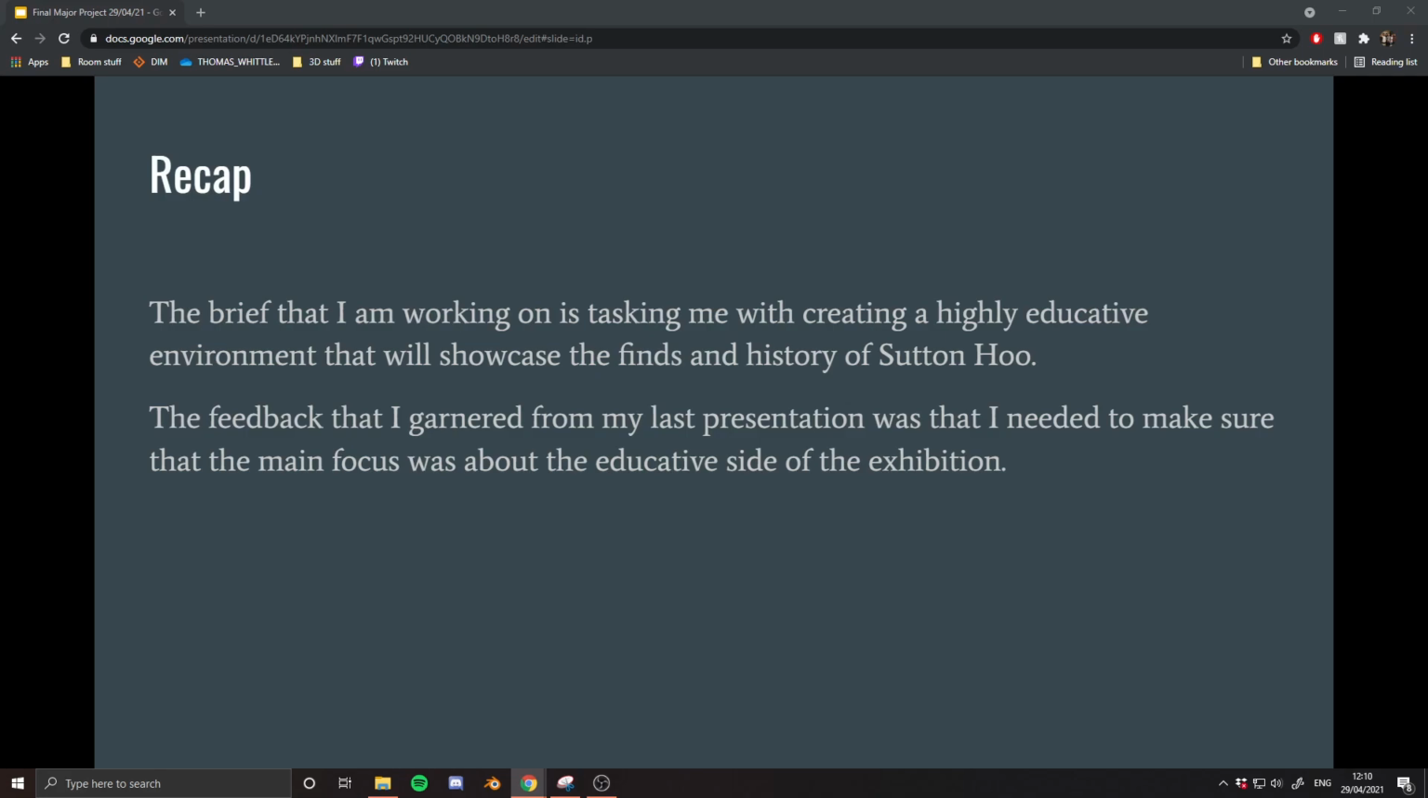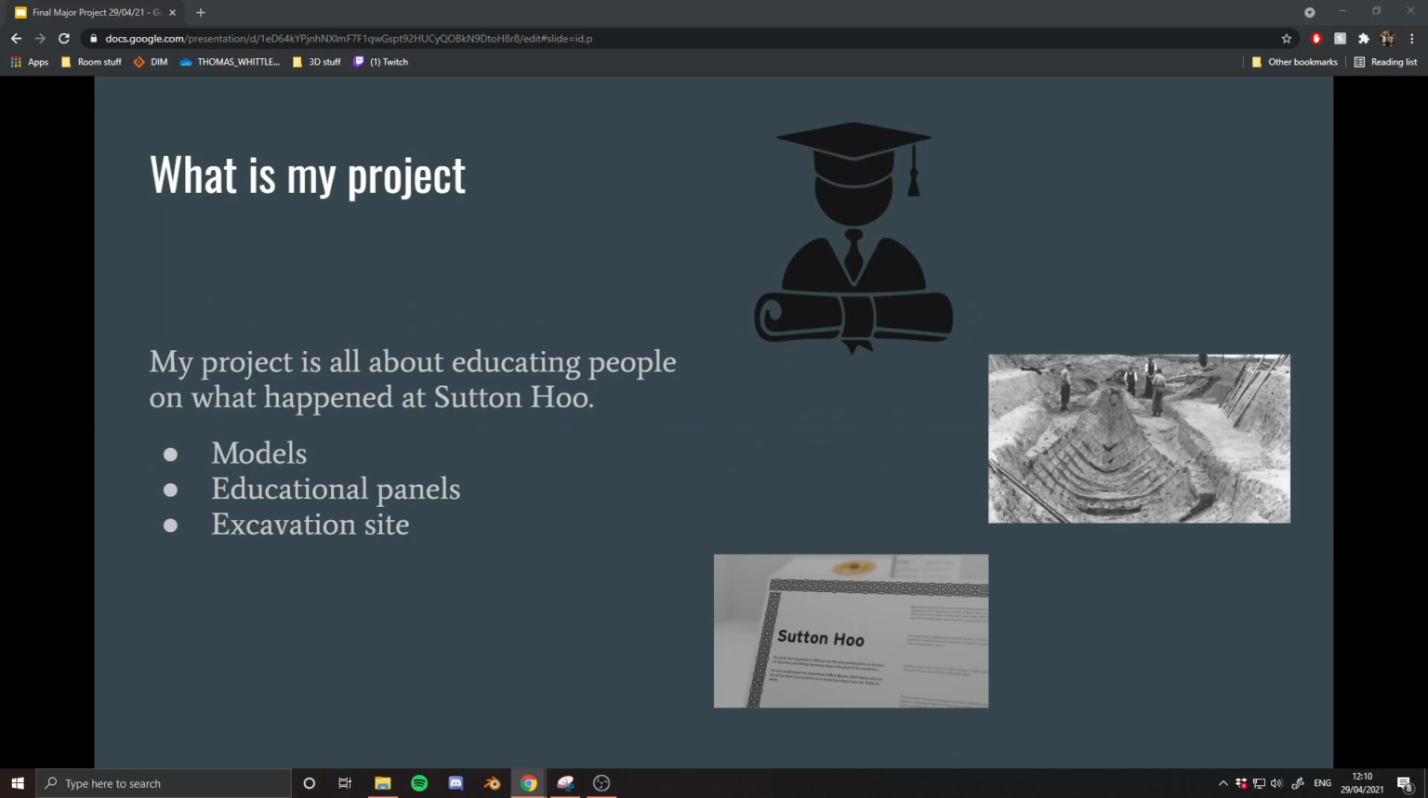The feedback that I garnered from my last presentation was that I need to make sure the main focus of this exhibition is on the educative side and not so much the models, as they'll just be a benefiting and a more enticing factor. My project is all about educating people on what happened at Sutton Hole, with the archaeology, the teams, the finds, and what that's meant for history.